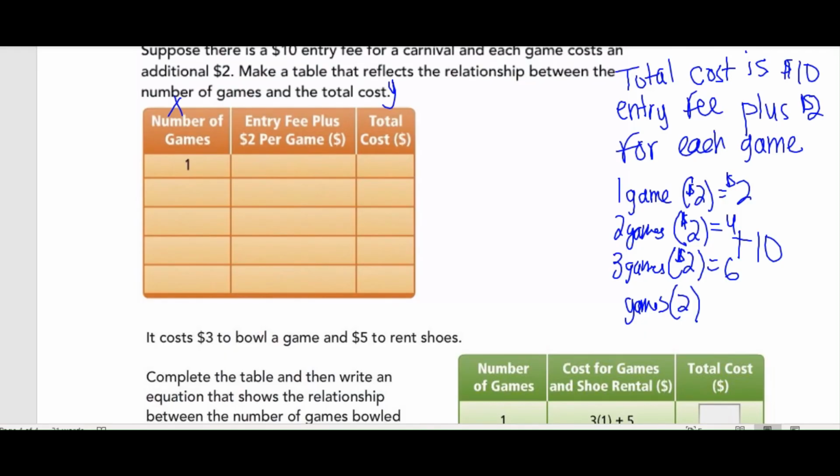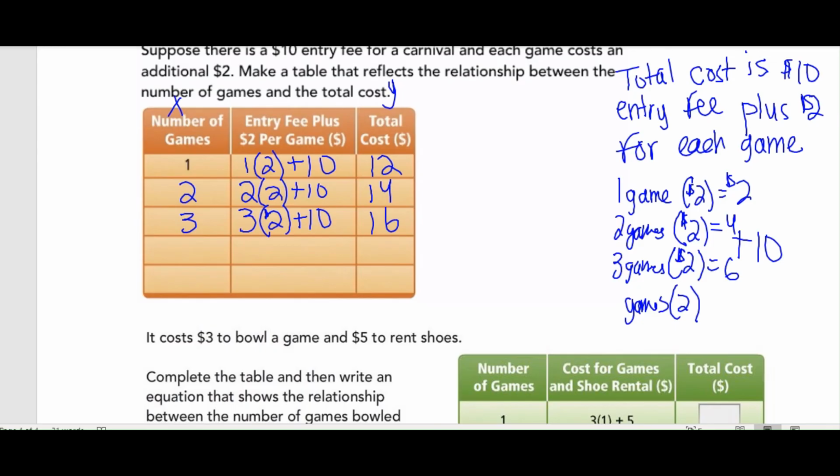Then we have, okay, so we want to complete the table, come up with an equation. So the total cost, if we play 1 game, I kind of did this over there. So we will write 1 game times $2 for each game, plus the $10 entry fee is going to be equivalent to $12. What if we play 2 games? We're going to multiply 2 games times 2, and then add the $10, that's going to be $14. And then we have 3 games. So if we take those 3 games, multiply by $2 for each game, and then add the $10 entry fee, we're going to pay $16.